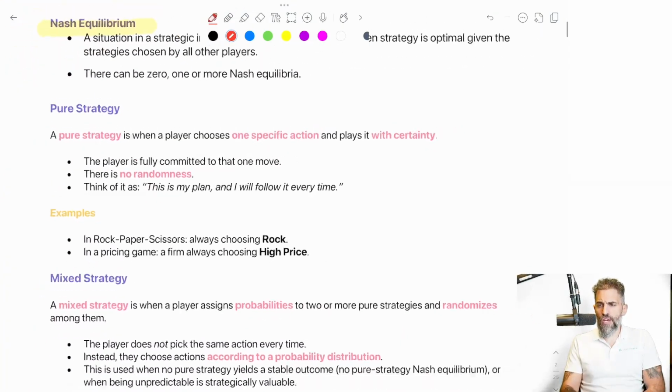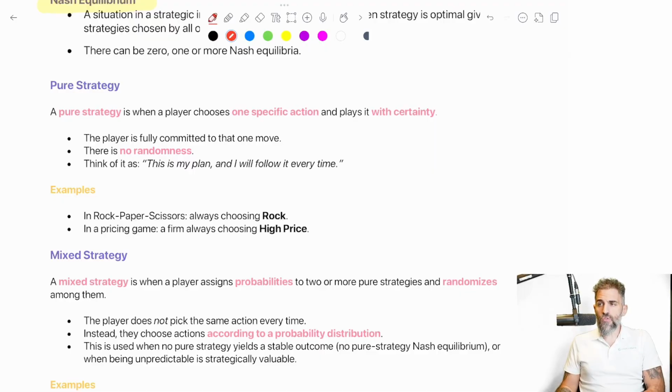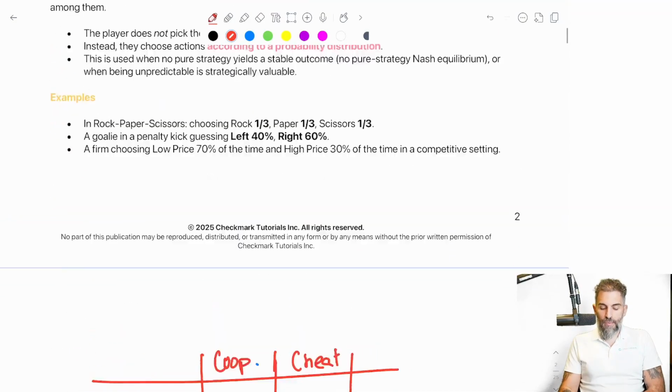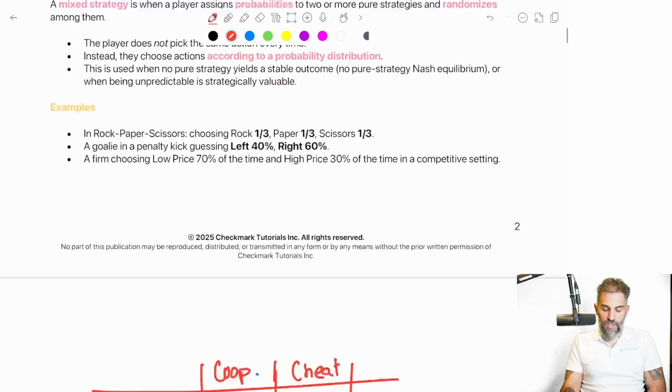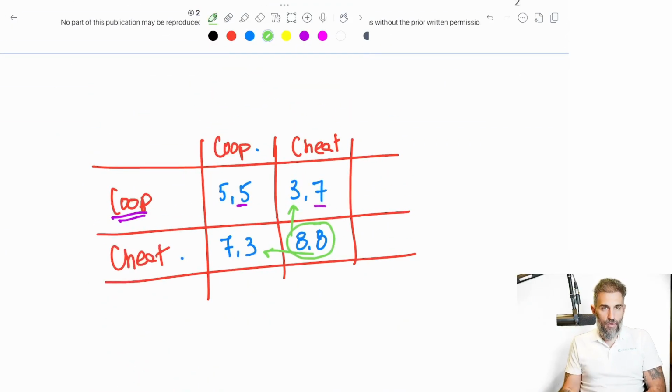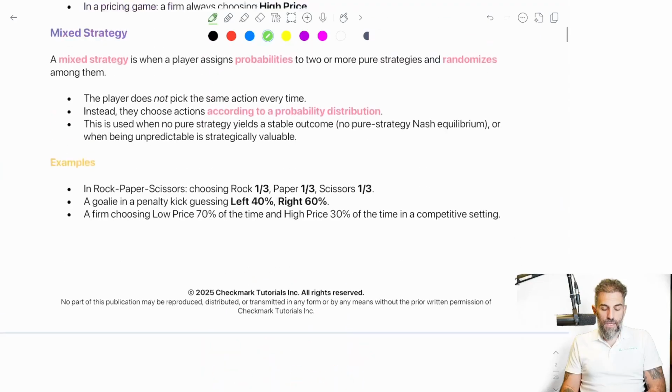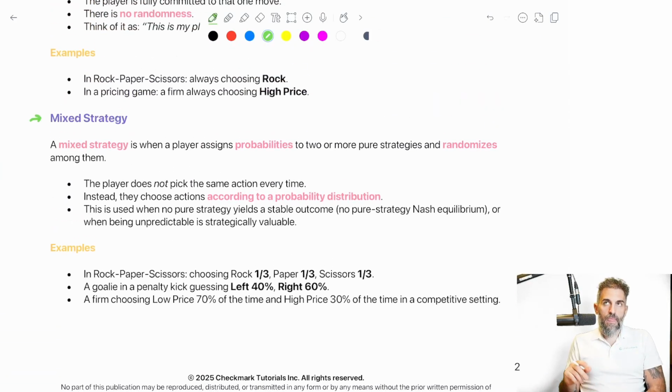Okay, now what is a pure strategy versus a mixed strategy? A pure strategy is when we choose one, like all the examples I've done so far, and all the examples you'll probably see on the exam are pure strategies where a player chooses just one action. So if we play rock, paper, scissors, I'm always going to choose rock. Or if I'm deciding whether I'm going to cheat or cooperate, I'm always going to cooperate, or I'm always going to cheat. A mixed strategy is when you assign probabilities to each outcome, and so you don't always do the same thing, right? So the player does not pick the same action every single time.